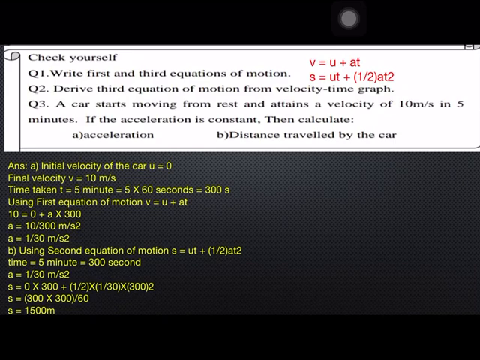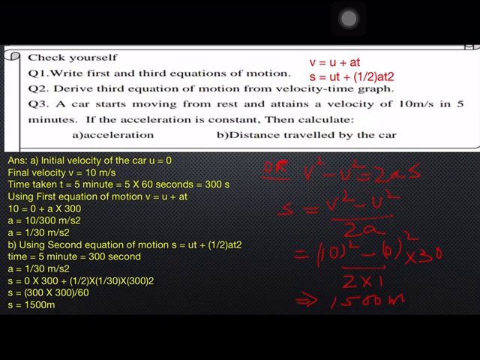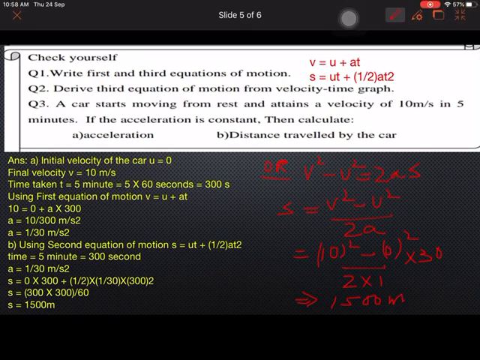You can also do this second part with the help of the third equation of motion. v square minus u square equals 2as, so s equals (v square minus u square) upon 2a. u is 0 and v is 10, so 10 square upon 2 into a. So for doing this second part, you can use the third equation of motion also. It is not necessary to use the second one.